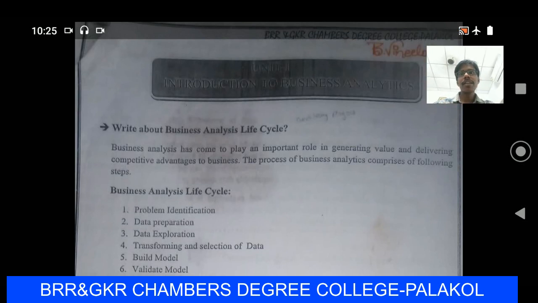Analytics may be used as input for human decisions, or may drive fully automated decisions, that means decisions taken automatically. Business intelligence is querying, reporting, online analytical processing, OLAP, and also OLTP, online transaction processing.